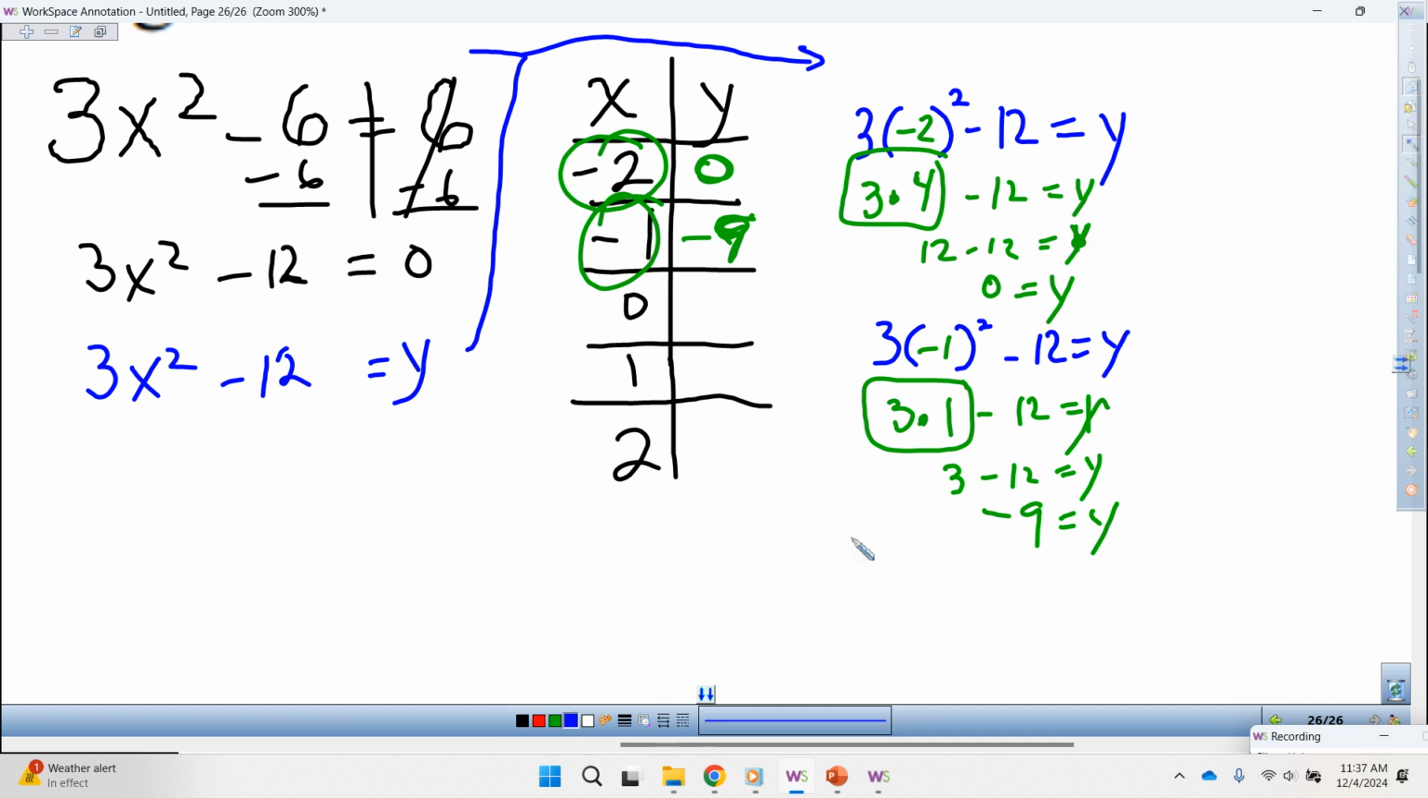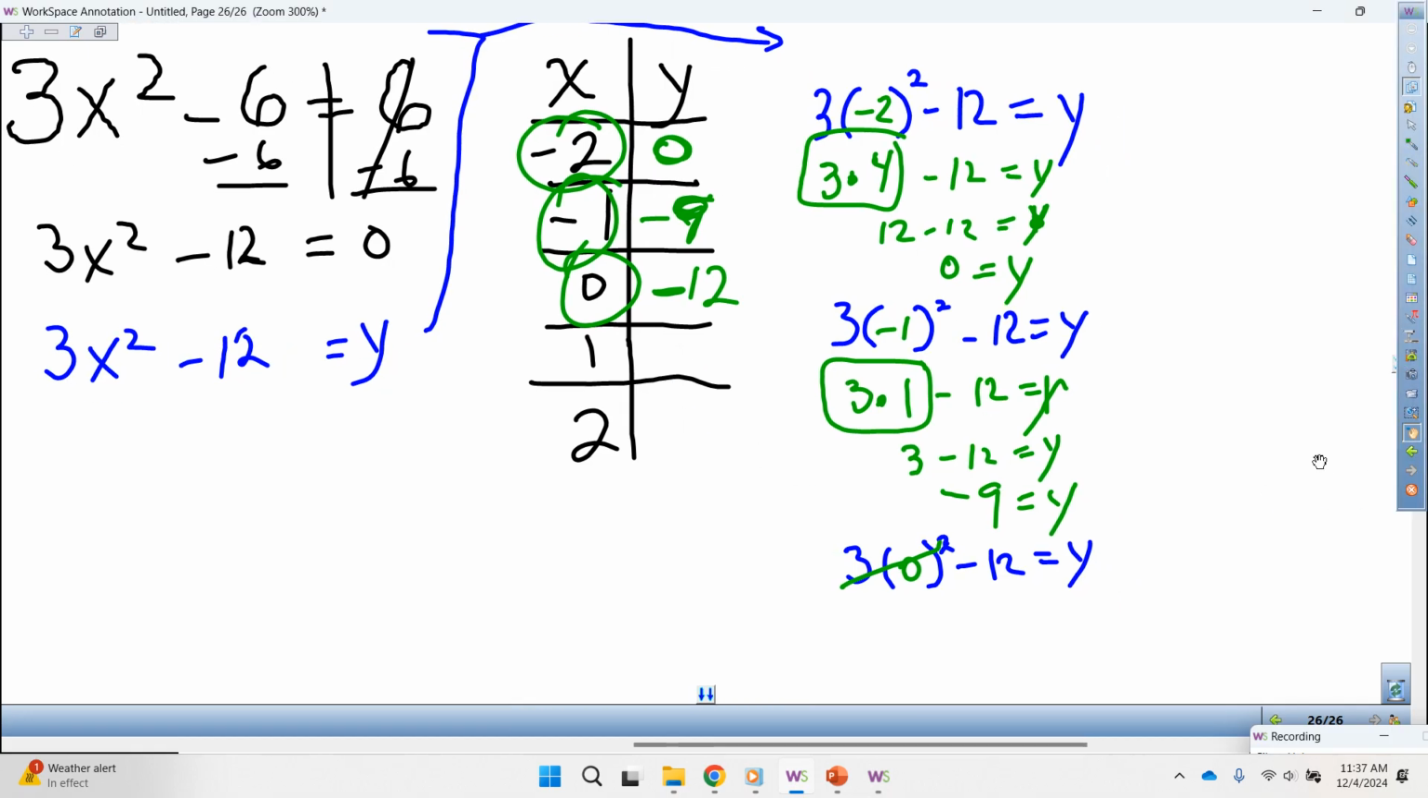Let's do it again. 3 parentheses squared minus 12 equals y. My next value is 0. So that means 0 times 3 or squared, that's still 0, and that leaves us negative 12. All right, I'll let you finish the last two by yourself. Finish the last two. Hurry up. I'll wait for you.